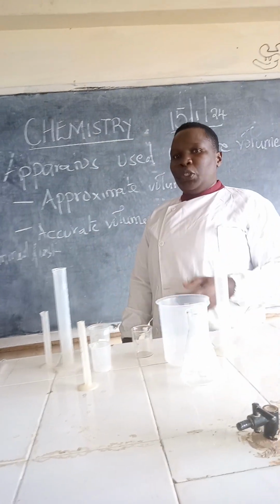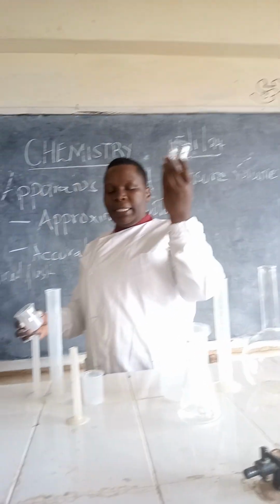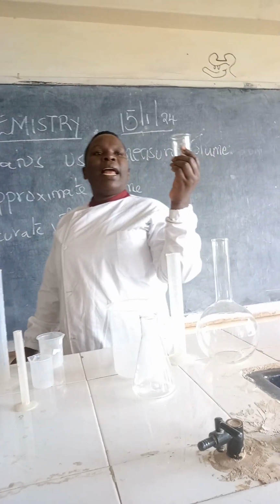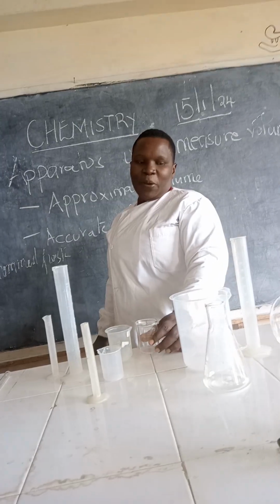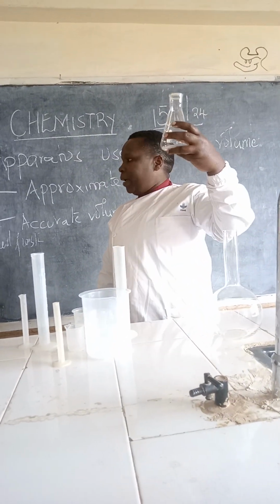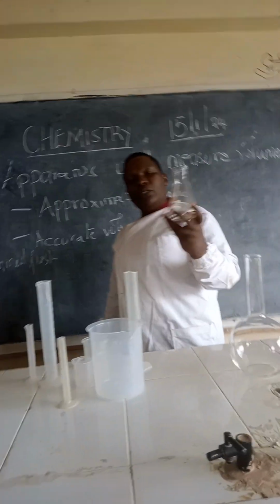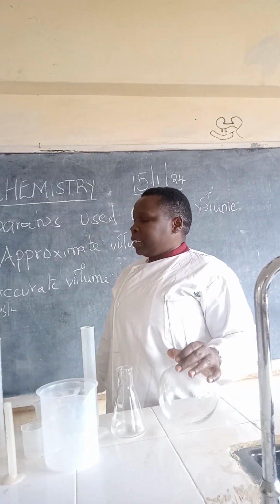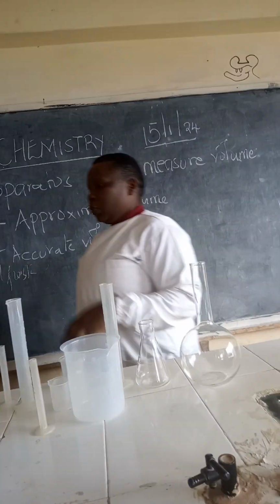In our previous lesson, we mentioned why apparatus can be made of plastic or glass, but glass is preferable. Carol, can you tell us one reason why we prefer glass? Yes, that is correct. Then we have another beaker, an apparatus used to measure approximate volume. This one is used to measure about 250 cubic centimeters. Then we have a flat-bottomed flask. Those are some of the apparatus used to measure approximate volume of solution.